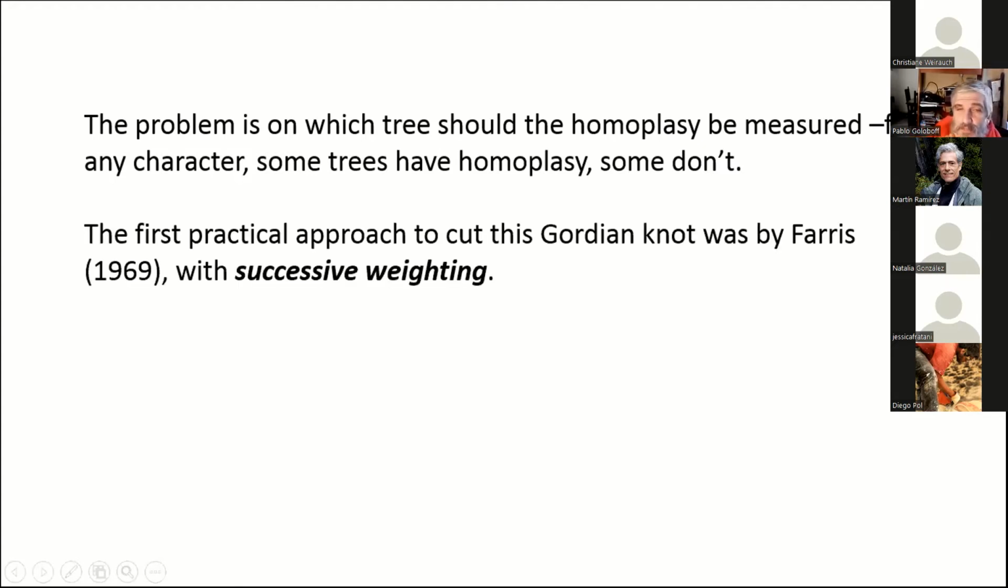The first practical approach to cut this Gordian knot was by Farris with successive weighting.